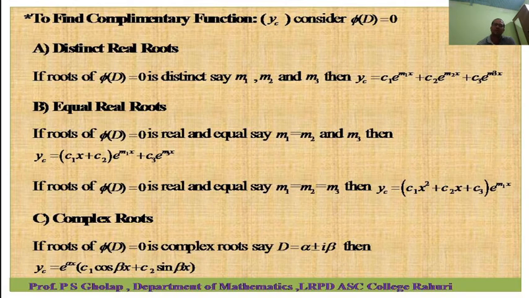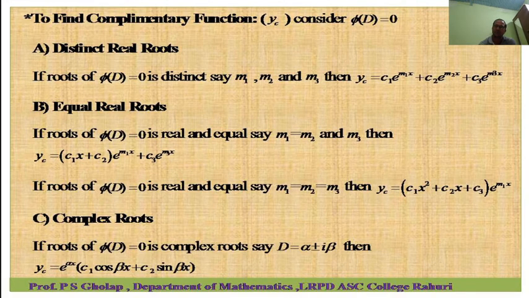Now, suppose phi of D equal to 0 is a quadratic equation and has complex roots, say D equal to alpha plus or minus i beta. Then how will we write its complementary function? We can write it like this: e to the power alpha x, where alpha is the real part, times the bracket c1 cos of beta x plus c2 sin of beta x. Beta is the imaginary part of this complex number. In this way, we can write the complementary function if the roots are complex.